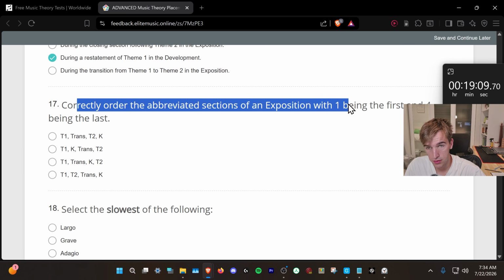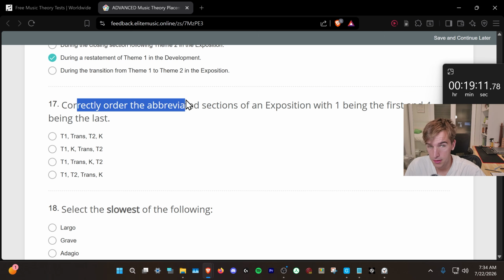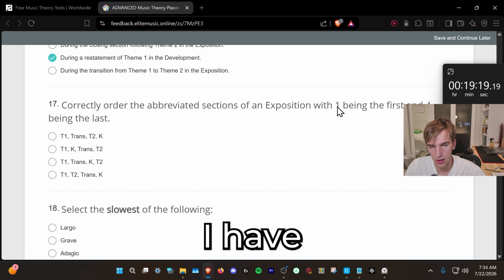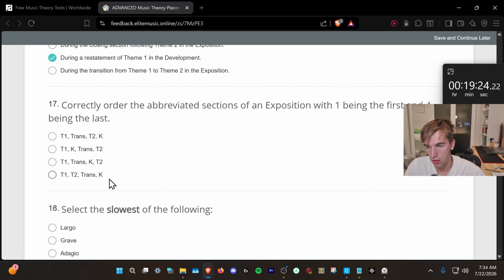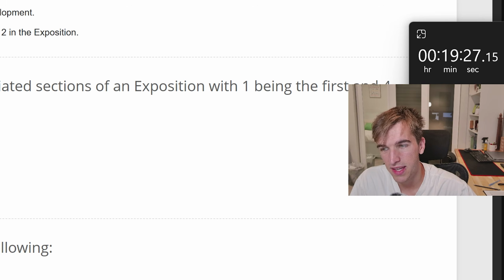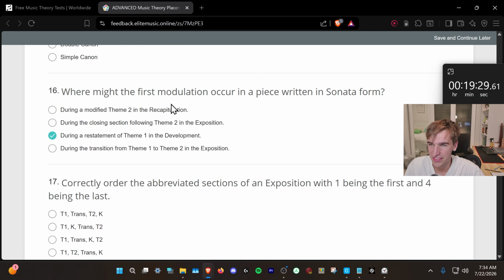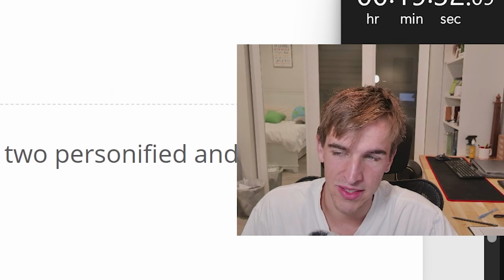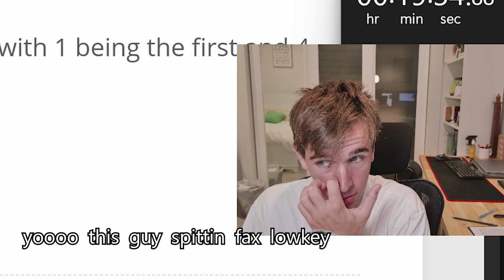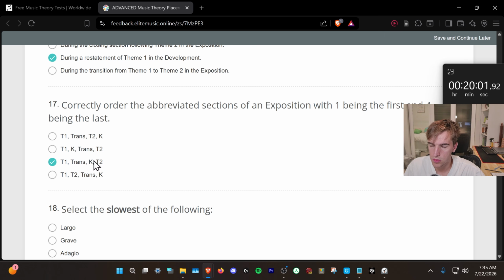Correctly order the abbreviated sections of an exposition, with 1 being the first and 4 being the last. Dude, I have no idea. So, theme 1? What the heck is K? Every kiss begins with K. What? Does it tell me here? Sometimes in the test, a question tells you about something it told you before. We're just gonna go with this one.